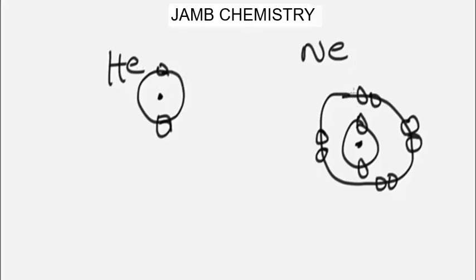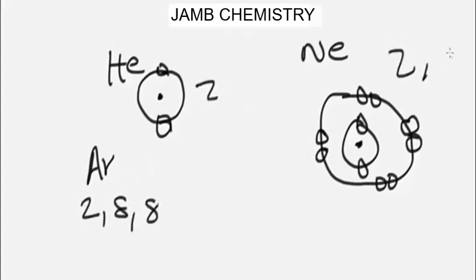Neon has atomic number 10. Out of that 10, 2 will go to the first shell and the remaining 8 will go to the second shell. This second shell is completely filled with 8 electrons. The same thing is applicable to argon. When you draw the atomic structure of argon, the third shell will be completely filled with 8 electrons because argon has atomic number 18. So the electron configuration of argon will be 2, 8, 8. This one is just 2, and this one is 2 and 8.